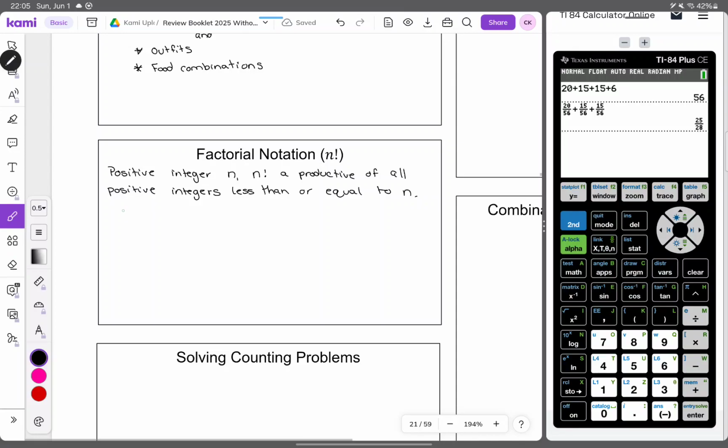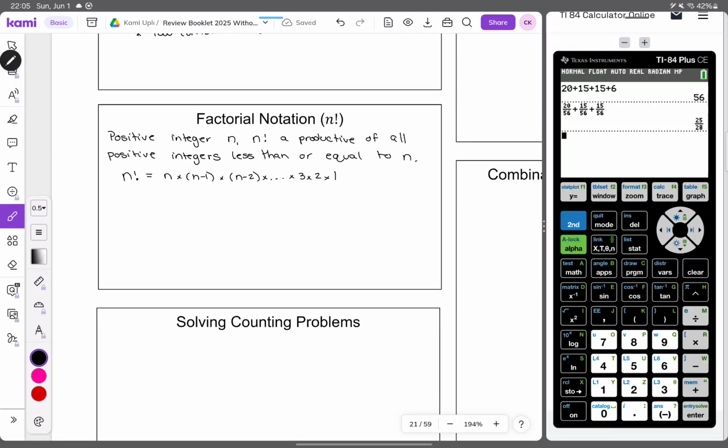So what that looks like is n factorial is n times whatever is 1 less than n, times whatever's 1 less than that, all the way till we run out of positive numbers. So we finish a factorial when we reach 1. So for example, if I wanted to do 5 factorial, well, this is 5 times 4 times 3 times 2 times 1.